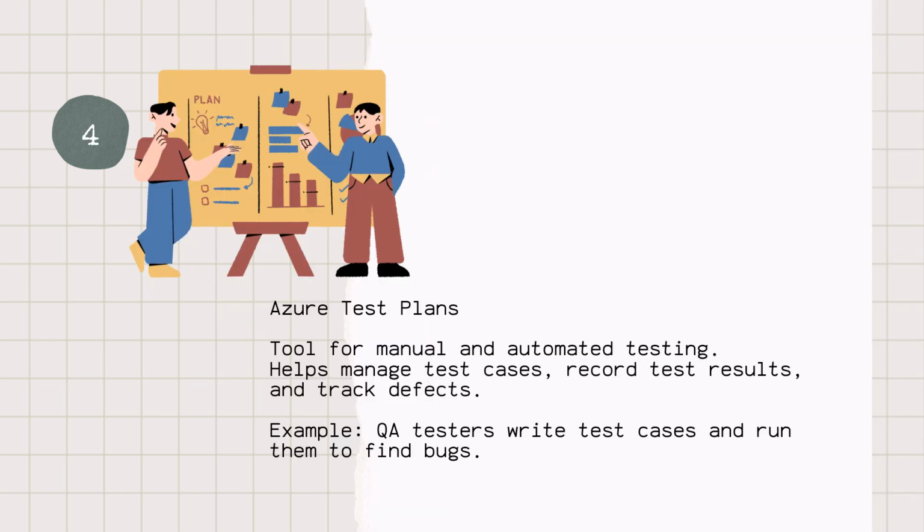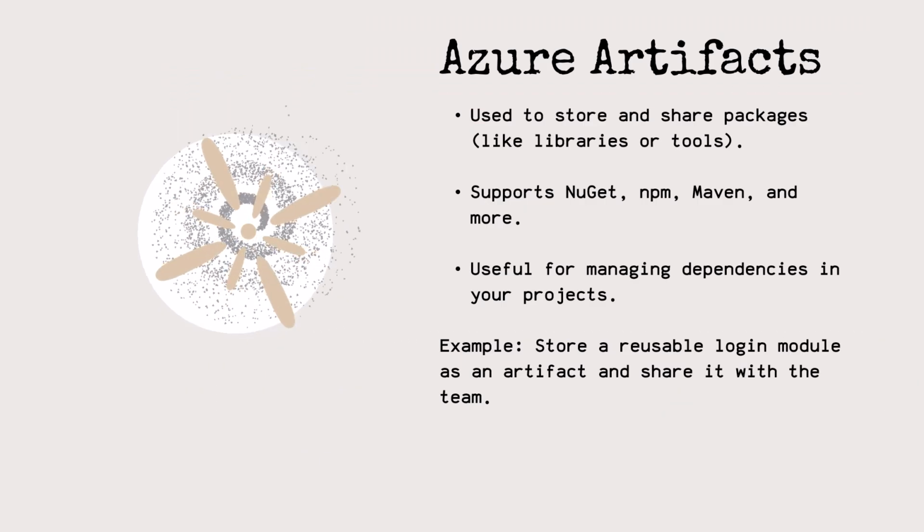That's a pipeline. And the next important service that we have is Azure Test Plans. It's a tool for manual and also automated testing. It helps to manage test cases, record the results, and track defects. So quality testers can write the test cases and run them to find bugs.